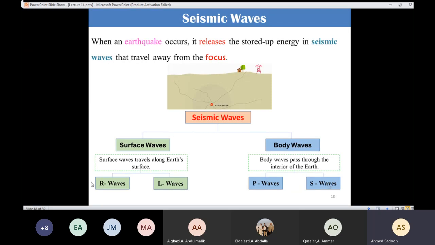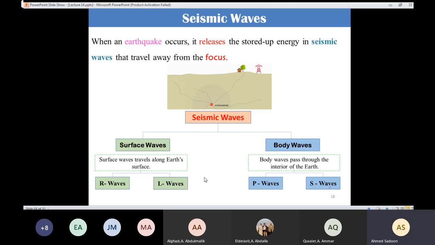R here stands for Rayleigh. Rayleigh is the scientist who came up with a model to describe the R waves. L here stands for Love. Love is the name of a scientist, also responsible for making a model to describe the L waves.